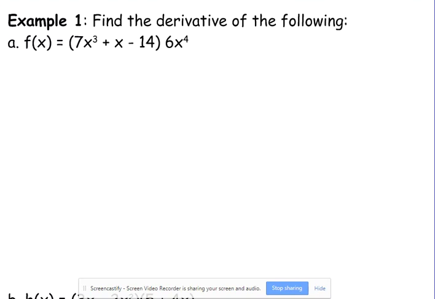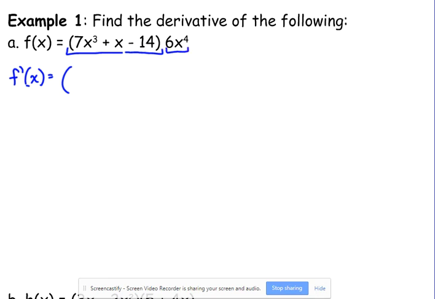Right, so we're going to find the derivative of this function. Now, to be honest, there are two ways that we can do this one because it's just a trinomial times a monomial. Since we just talked about the product rule, let's do it from the product rule perspective first. Okay, so f prime of x is equal to, again, it doesn't matter which one we do first. A lot of times I'll do the derivative of the first first. So this is our first, this is our second.